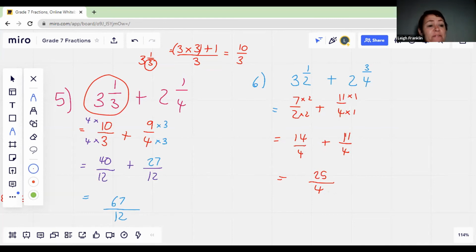Okay, so if we had 5 at the bottom, Theo, then we could say 25 divided by 4 would give us 5. But unfortunately, 4 doesn't go into 25 a full number of times. So what we would end up doing is writing this number as: 4 goes into 24 6 times, and there's 1 left over. So that would be 6 1/4.